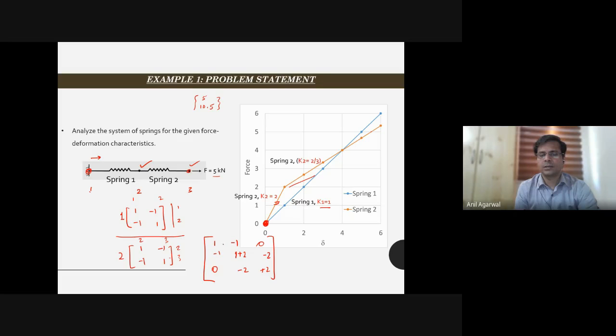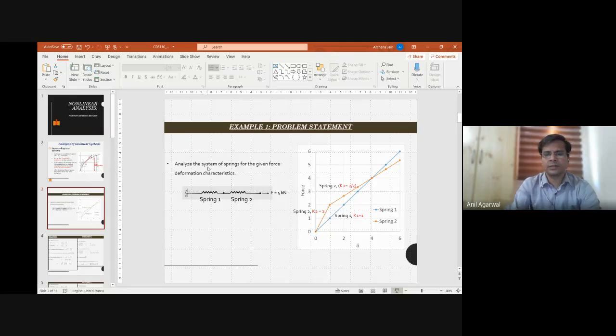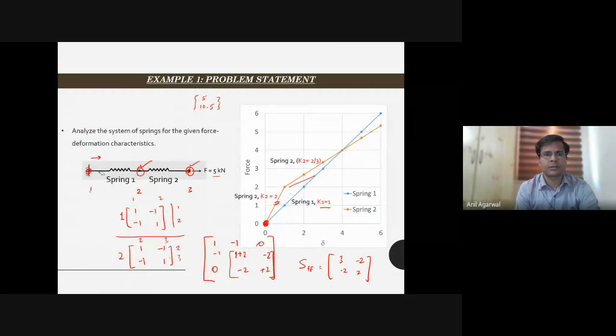Okay. So this is the total stiffness matrix. Out of this, we have to take SFF. Remember, SFF is which part? Second and third. These are the 3 degrees of freedom. SFF will be equal to 3, minus 2, minus 2. So this is my SFF stiffness matrix. The force, right now you ignore this part. We will see that in the next iteration. So the force vector is 0, 5, 0, 5. That is the free force, or force in the free degrees of freedom. Which degrees of freedom are free? 1 is free.